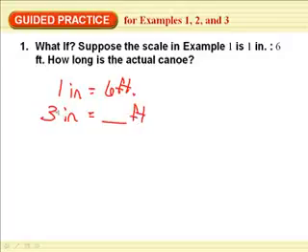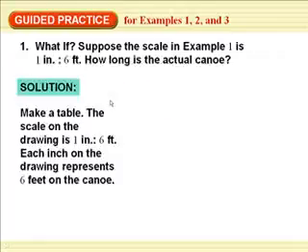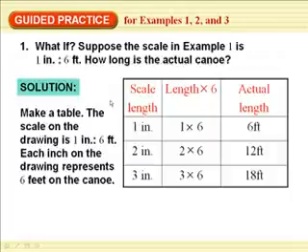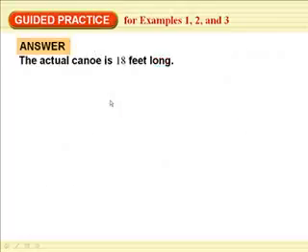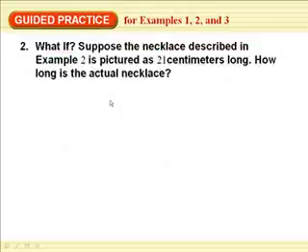So I look at the two that I stacked on top of each other that I know. What do you do to 1 to get 3? Times it by 3. So then you're going to do the same thing over here to the 6, times it by 3. Then that canoe would be 18 feet. So they're doing the same thing that they did before, but I kind of like my little picture there.